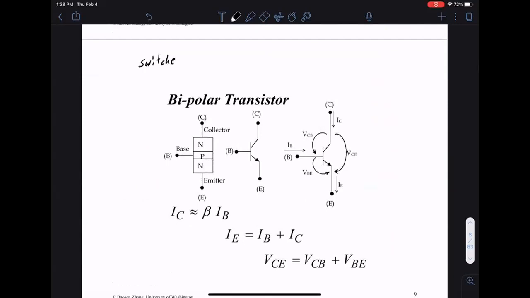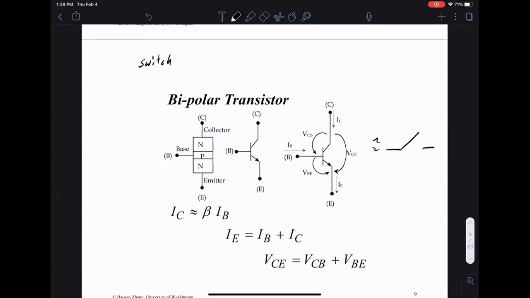So this is our switch. Our switch is a bipolar transistor. What this does is you can control the amount of current you pass through it by controlling the amount of current through the base. We won't worry too much about the equations. We're just going to say this is approximately this type of switch.